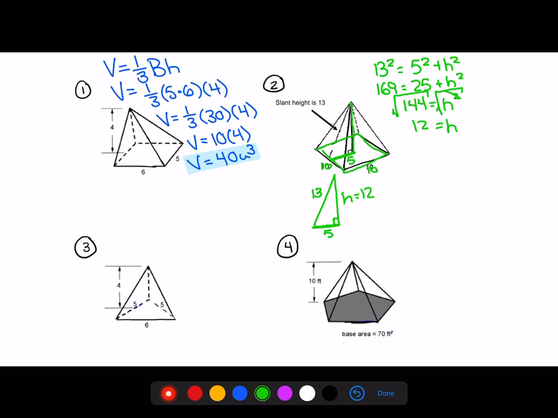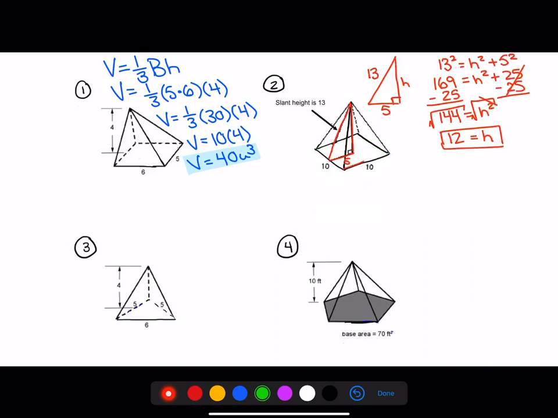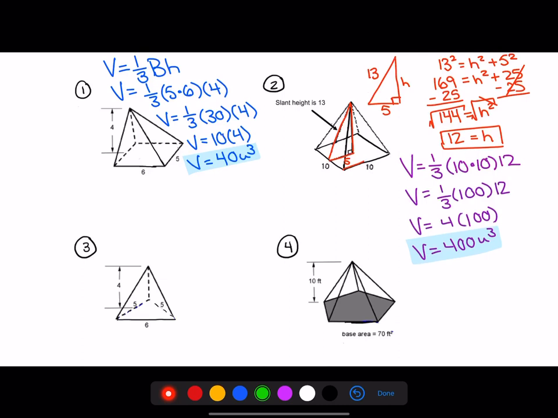From here, we can go ahead and find the volume. Volume is equal to 1/3 big B, which is just 10 times 10, it's a square base, times our height of 12. Well, 12 divided by 3, or 12 times 1/3, will give us 4, so I have volume is equal to 4, and then 10 times 10 is just 100. So our volume is equal to 400 units cubed. And once again, here's our work for finding the height, and again for finding the volume as 400 units cubed.